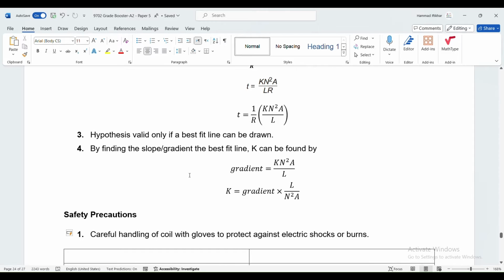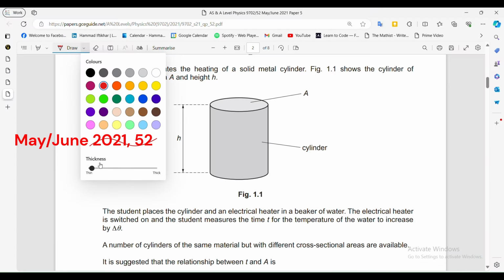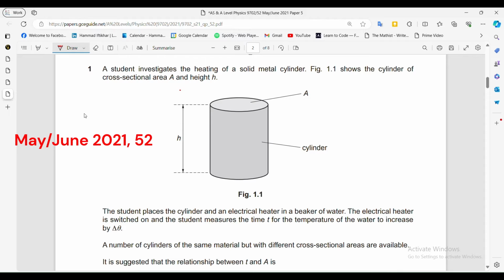All right, let's move on to the 5.2 version of this session. Now let's see the 5.2 variant of the May-June 22 Paper 5 question. A planning question, basically.